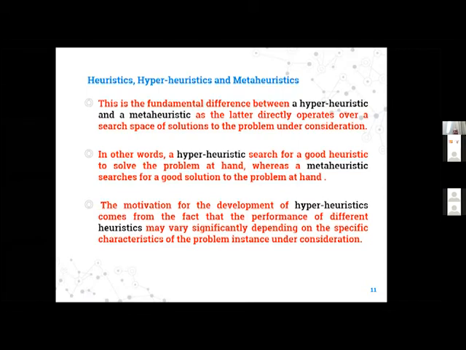Actually, the motivation for the development of hyper-heuristics comes from the fact that the performance of different heuristics may vary significantly depending on the specific characteristics of the problem instance under consideration. Maybe during the optimization problem, we have to use multiple heuristics, and not all of them are appropriate. Maybe one of them is very good in the initialization process, maybe another one is good in the middle of the search process, and maybe another one is very good in the late steps of the search process.